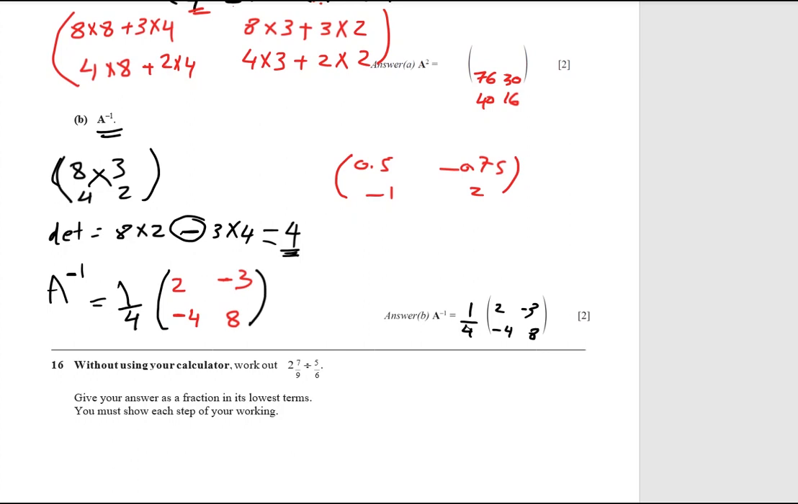Is there any difference between the two matrices? Actually, there is no difference. 2 divided by 4 is equal to half. Minus 3 over 4 is minus 0.75. Minus 4 divided by 4 is minus 1. And 8 divided by 4 is equal to 2.